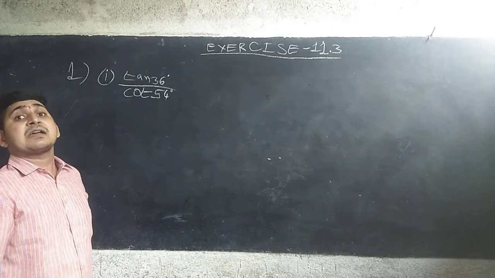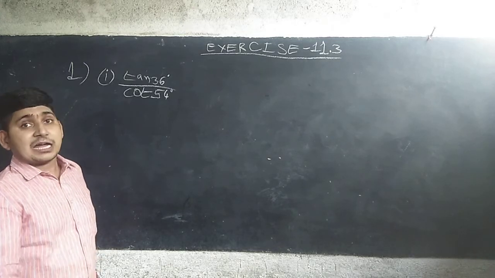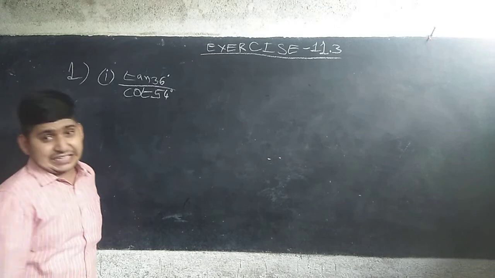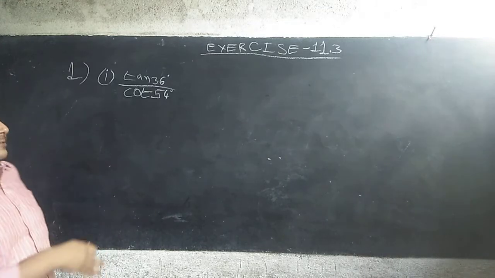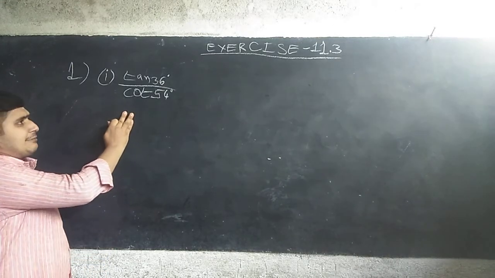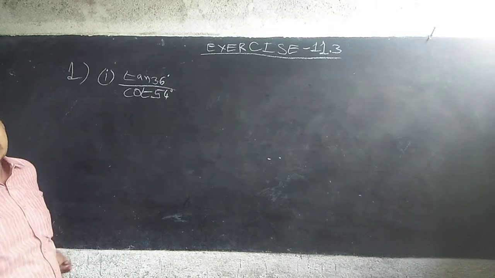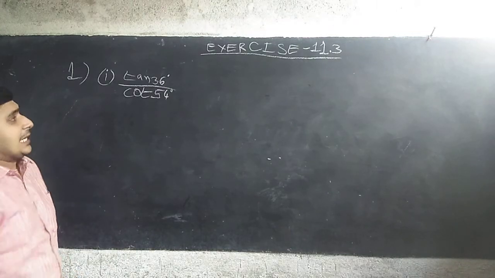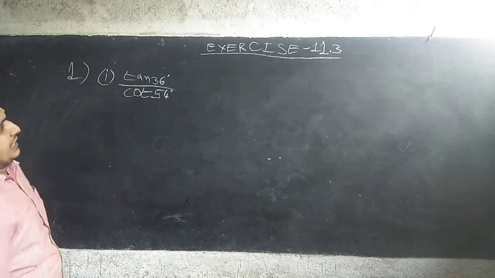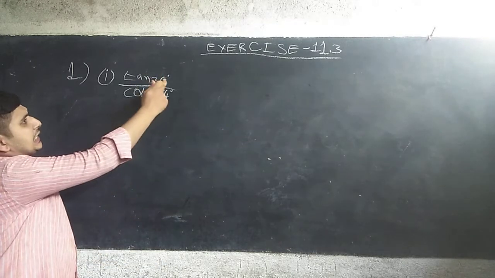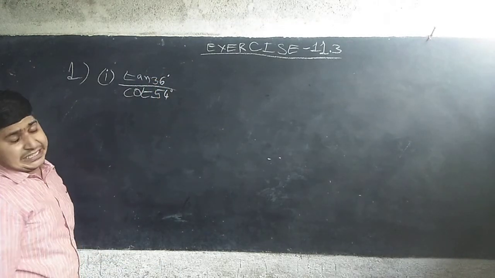Evaluate means what? You have to find the value of the given question. Means we have to find the value of the given simplification. That is nothing but evaluate. The first problem is tan 36 degrees by cos 54 degrees.